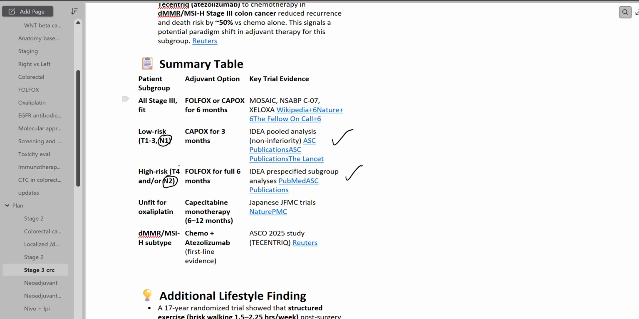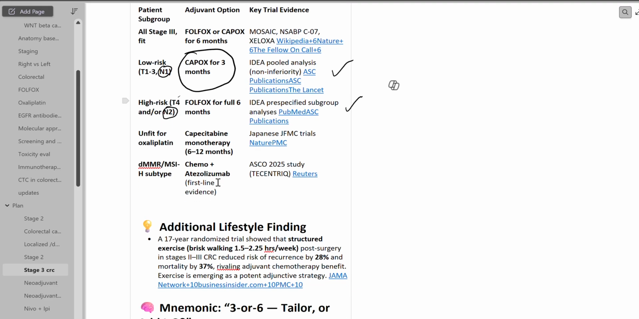If it's low risk, you can give CAPOX for 3 months only. You don't need to give unnecessary chemo, based on the IDEA pooled analysis. If it is high risk, then based on the MOSAIC study, you have to give FOLFOX or CAPOX. So if you're talking about stage 3, that's basically N2, or we're talking of T4, N1, or something that penetrates the peritoneum. Basically, you look for high risk features or not, and then you decide if it's 3 months or 6 months of chemotherapy.